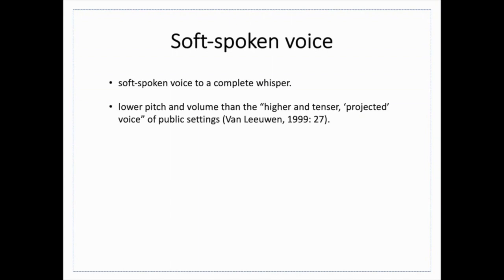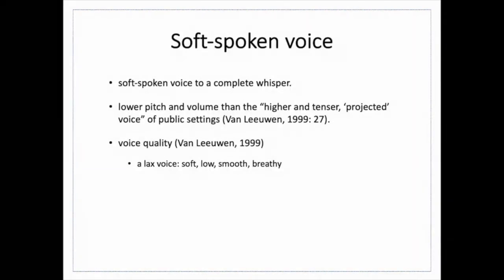This voice quality utilized a lower pitch and volume than would be found in more public settings that tend towards a higher, as Van Leeuwen noticed, a higher and tenser projected voice. So in terms of choices in voice quality that are proposed by Van Leeuwen, the YouTuber tended, in my data set, towards a lax rather than tense voice that was soft, low, smooth, and breathy, and a non-nasal and plain voice quality rather than a vibrato voice quality.